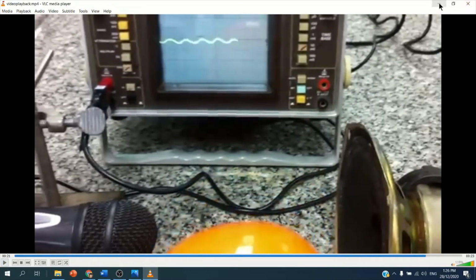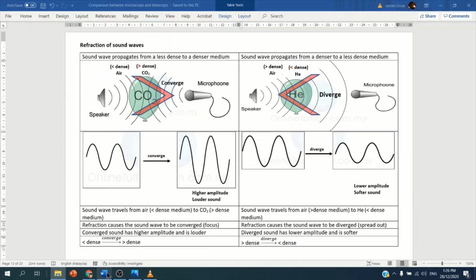All right, so why does this happen? How can we remember? Okay, so now let's look at carbon dioxide first. When sound travels from air to carbon dioxide, which is denser, refraction takes place, and the refraction causes sound wave to converge. So when sound wave is converged, sound wave is focused. So refraction will cause sound wave to be converged and becomes louder.